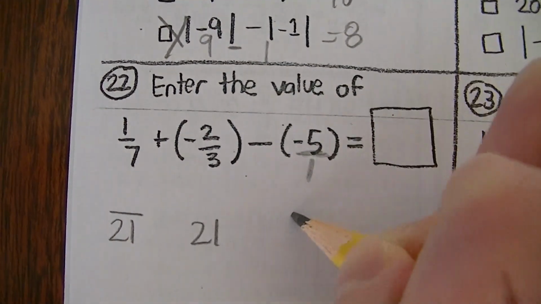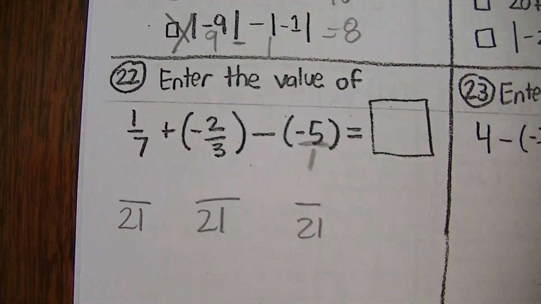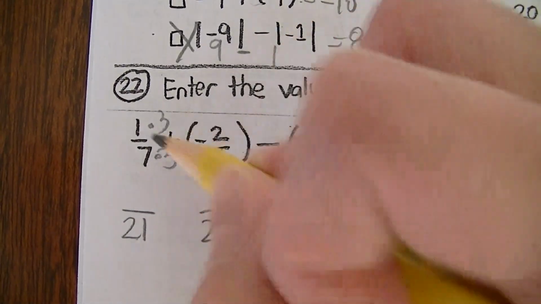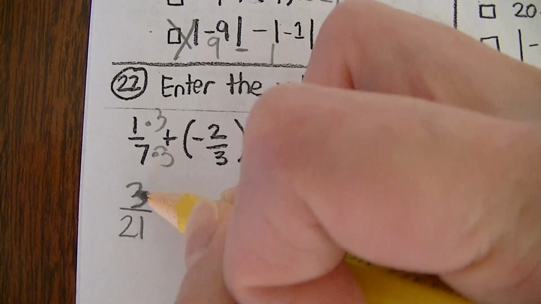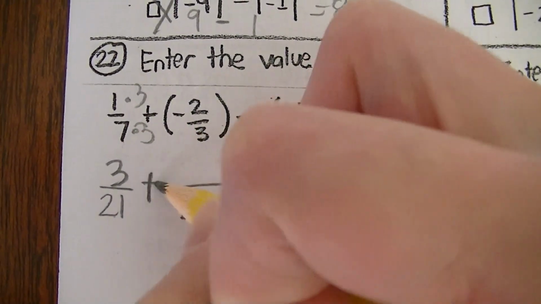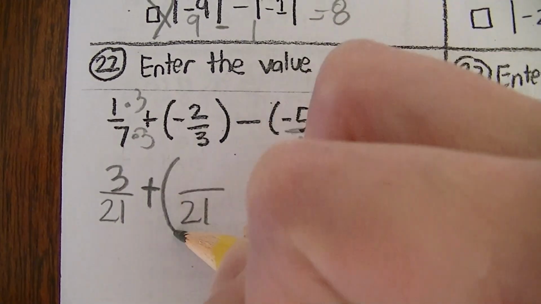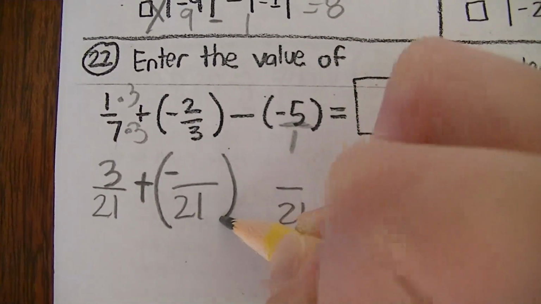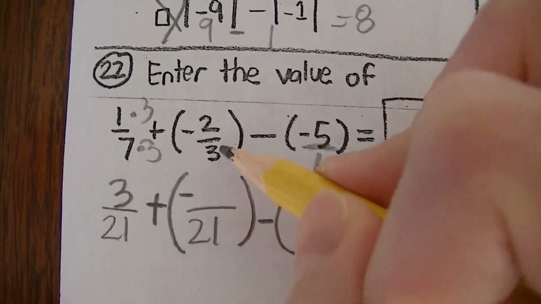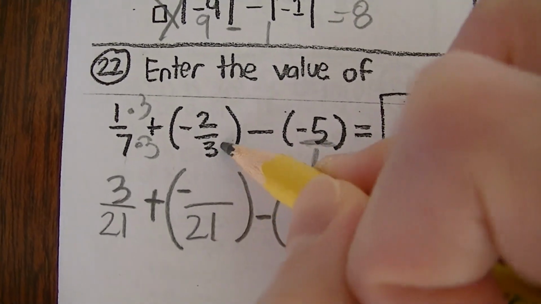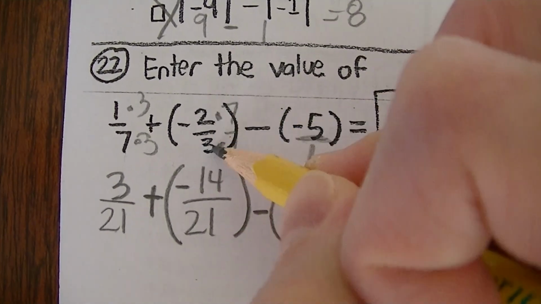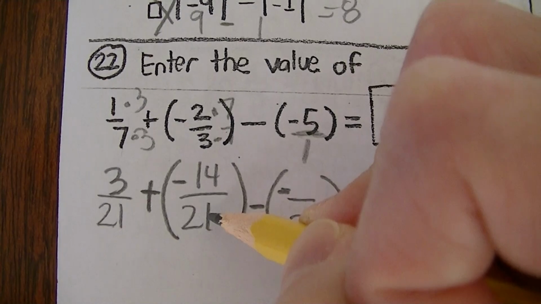So I'm going to make each of them out of 21 pieces. And 7 times 3 is 21, so 1 times 3 is 3. So 3/21 simplifies to 1/7. These are equal to each other. I'm going to copy everything exactly like I see it, okay? Now it's going to be a negative right here. Okay, so 3 times 7 is 21, so 2 times 7 is 14. So negative 2/3 is the same as negative 14/21.